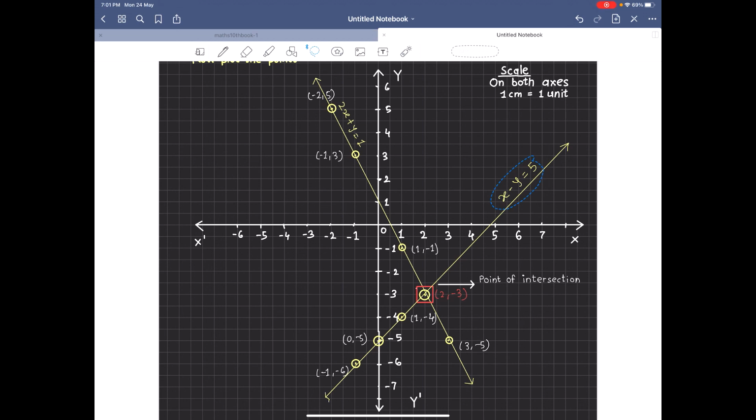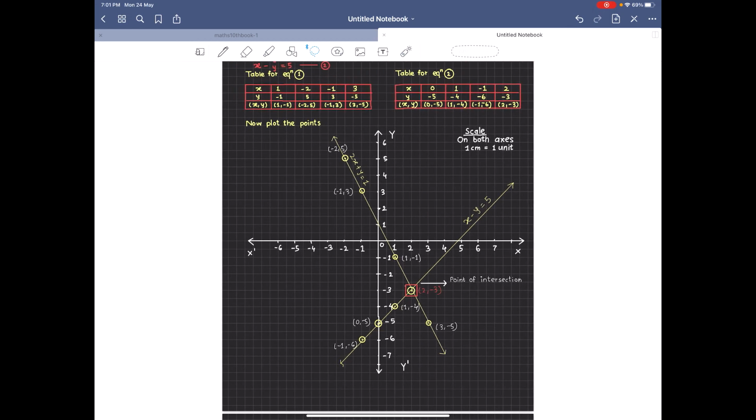And after drawing these two lines, you will get a point of intersection. This is your point of intersection, 2, minus 3. That point of intersection is nothing but your solution which satisfies these two equations. Always remember, you have to write the scale on the right side. Here I have written the scale on both axes. 1 centimeter is equal to 1 unit. And always write the equation on the line and represent the points properly so that you will get the solution and the answer easily.